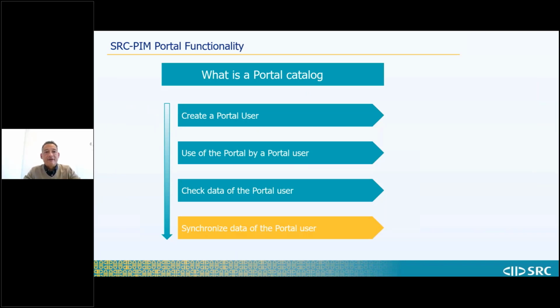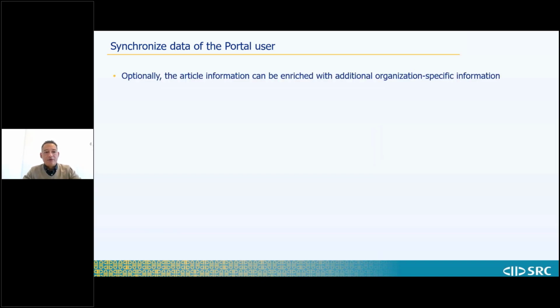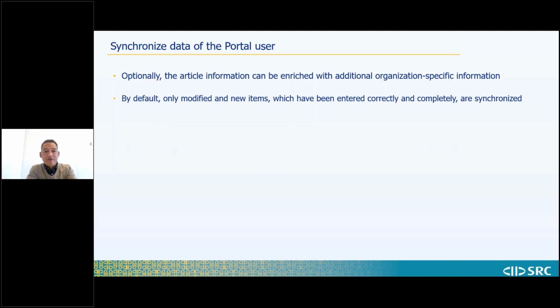Then the final step is synchronizing the data of the portal user. Optionally, you can introduce an additional step, for instance, enriching the article information with your own article number or your own product group. And by default, only modified and new items which have been entered correctly and completely will be synchronized. So this way you will make sure that only items that are complete and correct by your standard will be sent to the other catalog or the target system.